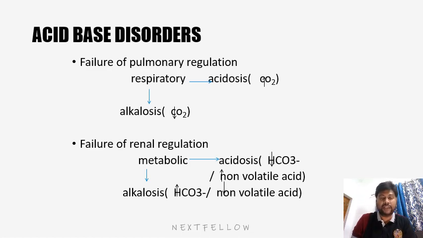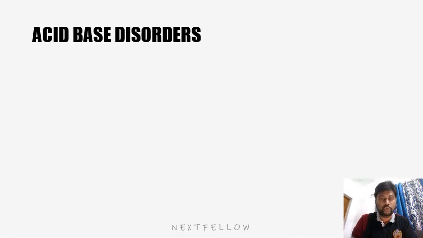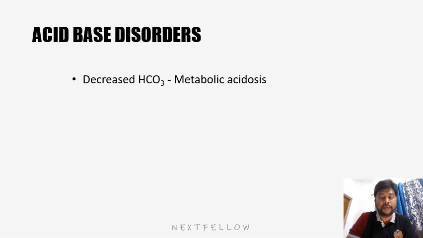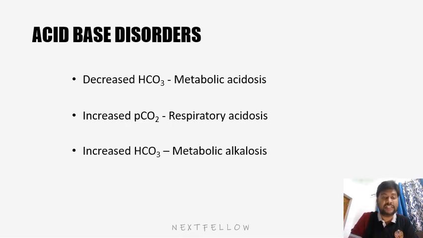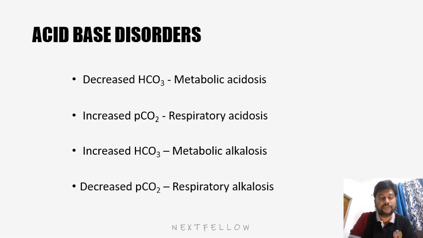To sum up, if the acidosis happens due to decreased bicarbonate level, then it is called metabolic acidosis. If the same acidosis happens due to increased carbon dioxide, that means increased PCO2, then it is called respiratory acidosis. If an alkalosis happens because of increased bicarbonate, then it is called metabolic alkalosis. On the other hand, if the same alkalosis happens because of decreased PCO2, then it is called respiratory alkalosis.